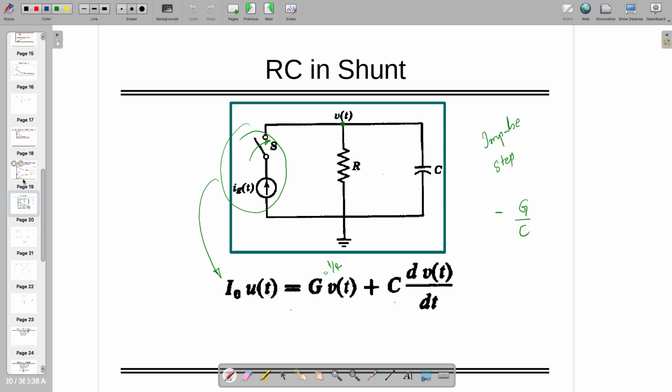So you need to find out two things. For this case you need to find the root using the characteristic equation, which is minus g by c. So it is e raised to minus g by c t. And you need to find the initial condition. So what will be the initial condition? You just need to make some short circuit and open circuit and find it out.